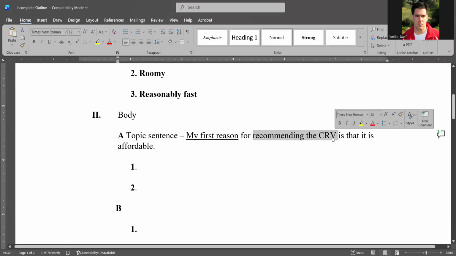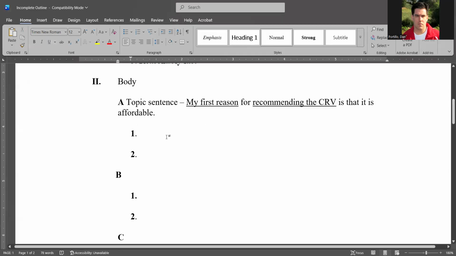It's a good idea. Now, I did this in the first topic sentence. Usually you'd probably want to do this by the second or third. And that is reminding the reader of what your thesis is, so that they stay on track. It's like you're holding their hand, taking them through the essay. If they're wondering why he is talking about its affordability, it's because it's reminding the reader that's why I recommend the CRV.